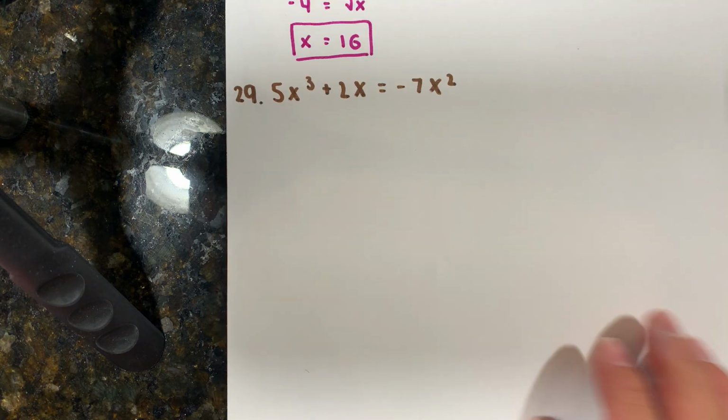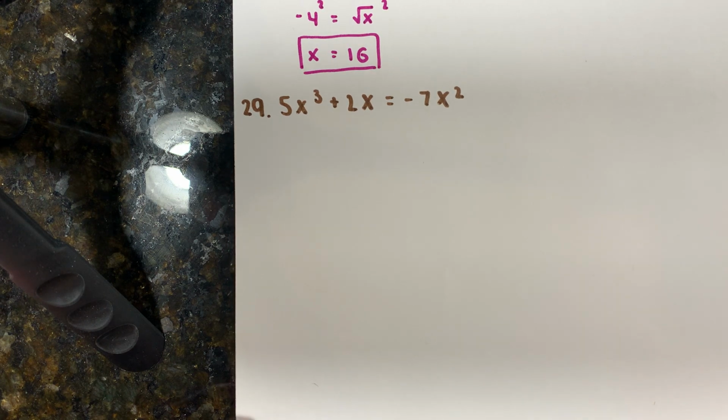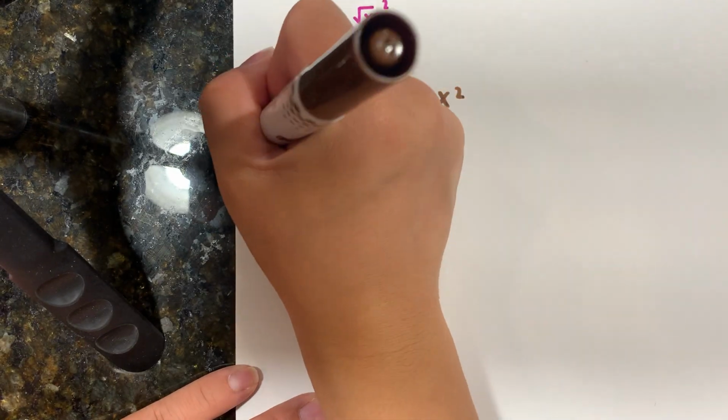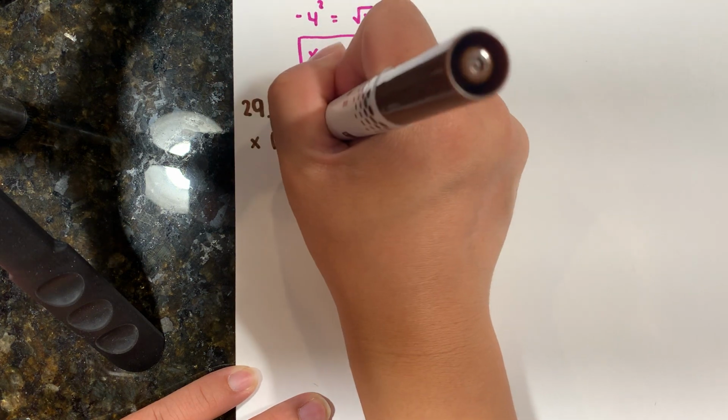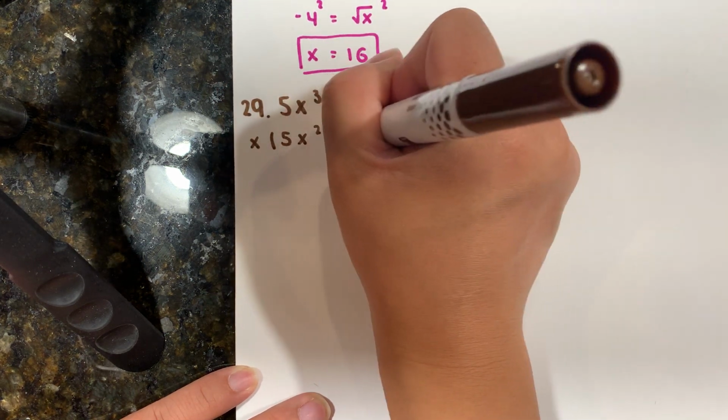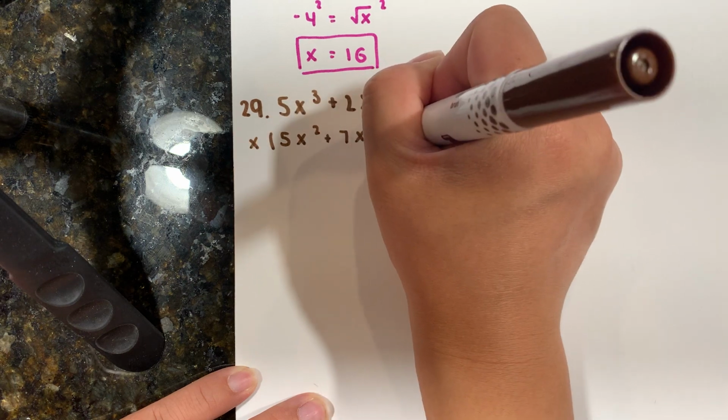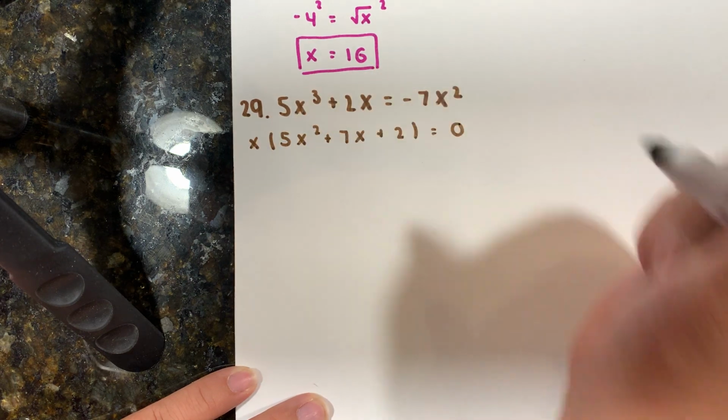Now moving on to number 29, the first thing that I'm going to do is move everything over to the left-hand side, and I'm also going to factor out an x. So that would be x, 5x squared plus 7x plus 2 equals 0.